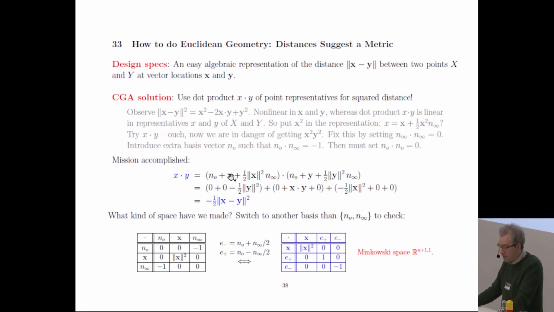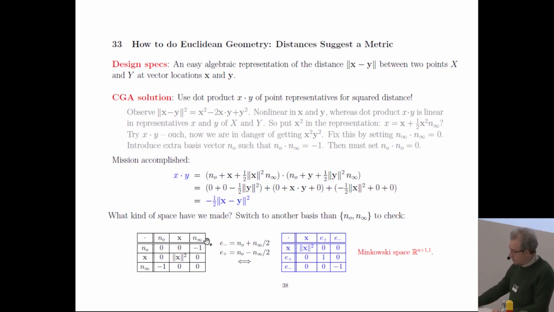I've made an embedding in a space of 2 dimensions more, where I have to use the Euclidean vector plus an n0 component plus an infinity component that contains x squared. It's a representation. And if I do the dot product in this space, I get the Euclidean distance. So if I now do transformations that preserve the dot product, I should have Euclidean transformations as orthogonal transformations, which I can represent with exponentials, etc. So this is the design strategy.